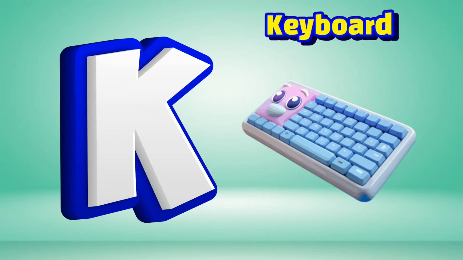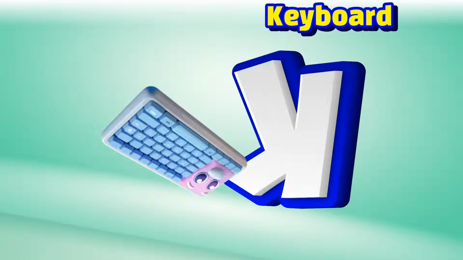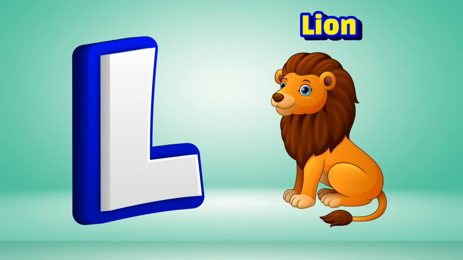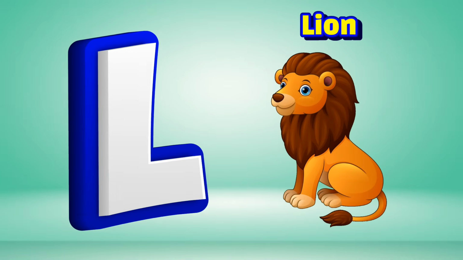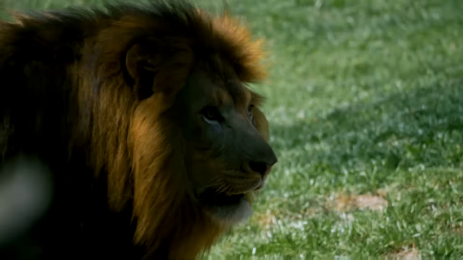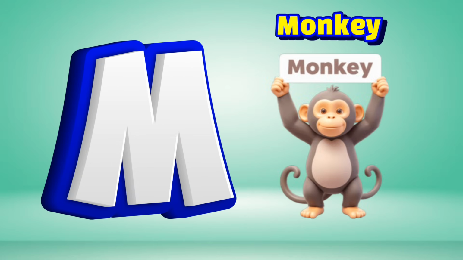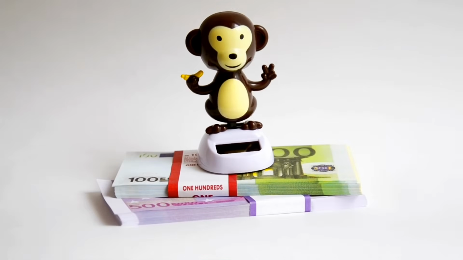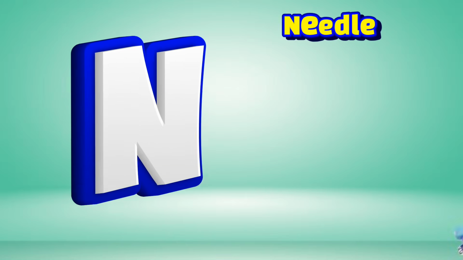K is for keyboard, keyboard, keyboard. Click keyboard. L is for lion, lion, lion. Roaring lion. M is for monkey, monkey, monkey. Jumping monkey.